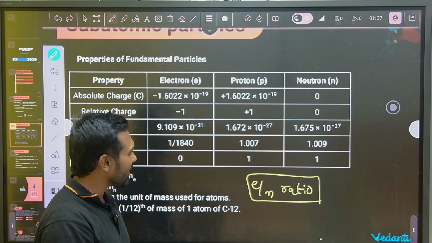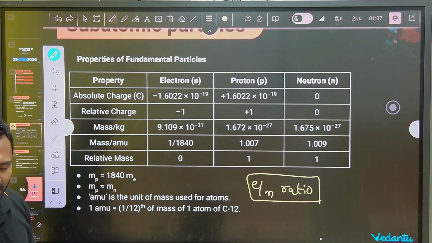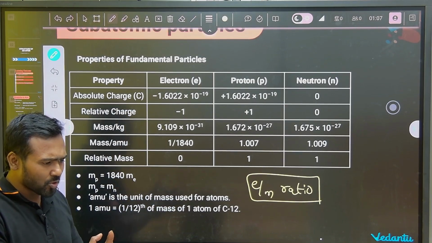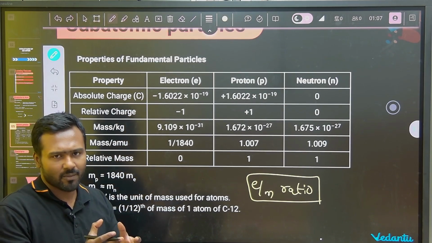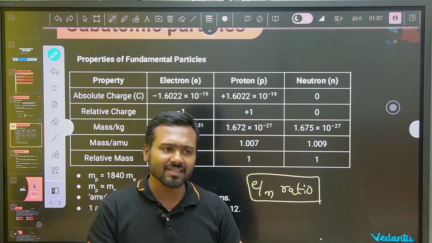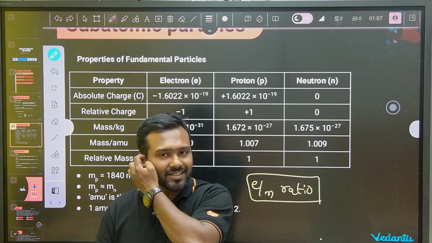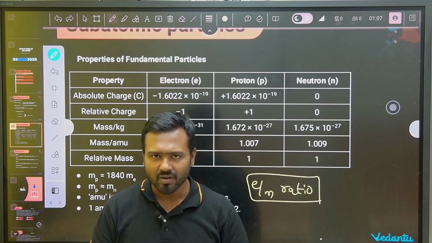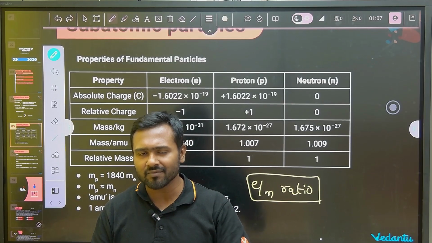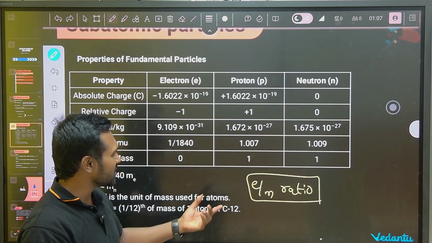So in the e/m ratio, if you take this one, which one are you going to get more? They will give electron, proton, neutron and alpha particle, and they will ask you to arrange the particles in increasing order of their e/m ratio, or arrange them in decreasing order of their e/m ratio. So e/m ratio is the charge to mass ratio.